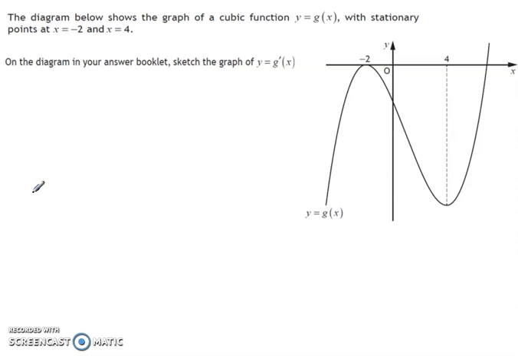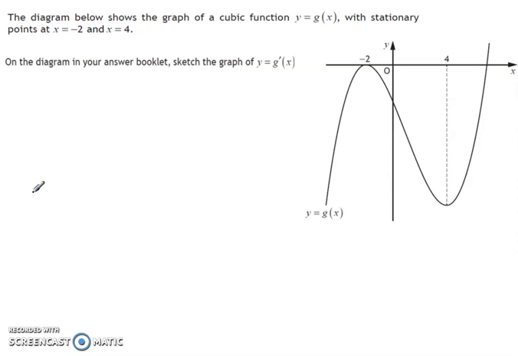What we have to be able to do in this type of question is, if we're given the sketch of the function itself, we have to be able to translate that across, use the information in the diagram and what we know about functions to then be able to draw the graph of the derivative of the function.